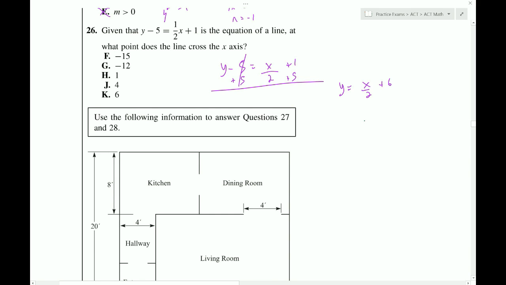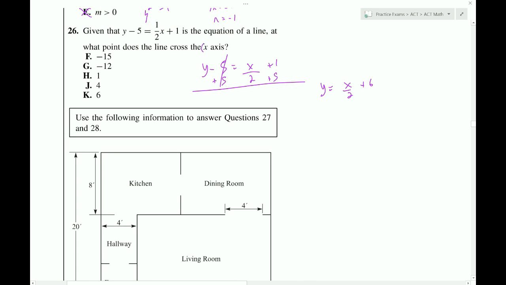Okay, so at this point, we notice that what they're asking for is the x-intercept. So when we're looking for intercepts, what we have to do is set the other variable equal to 0. So in this case, since we're looking for x-intercept, we set y equals 0. So 0 equals x over 2 plus 6. We subtract 6 and find x over 2 equals -6. Multiply both sides by 2, and you find x equals -12. So that's going to be choice G.